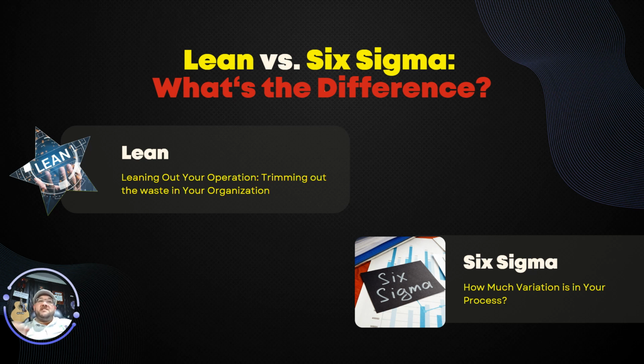And when we talk about Six Sigma, this is where we're talking about the variation in our process and how much our process deviates from the expected outcome.